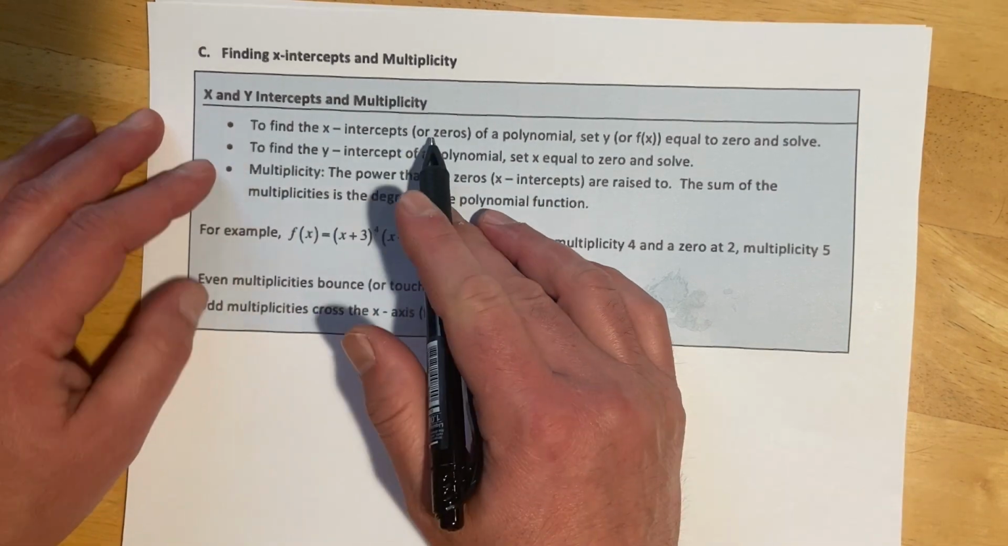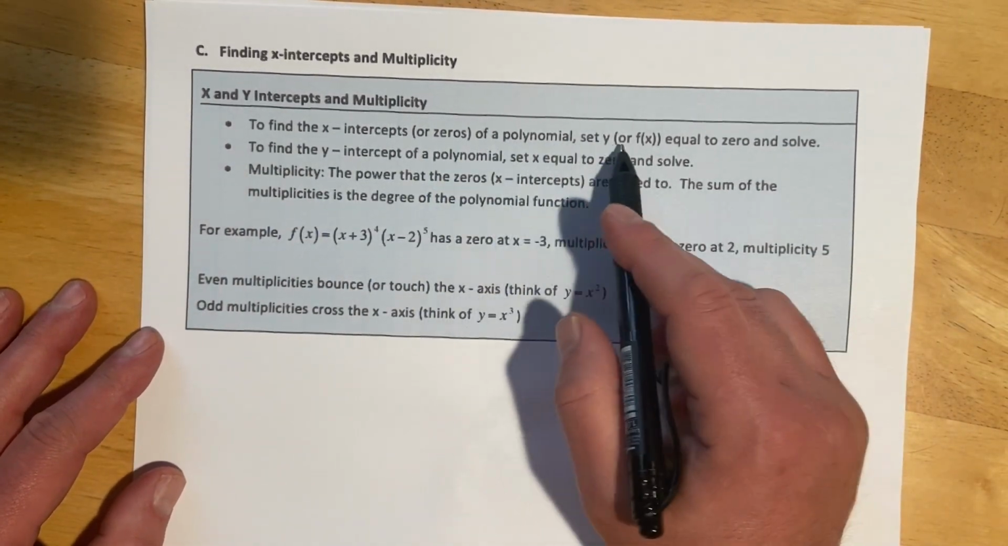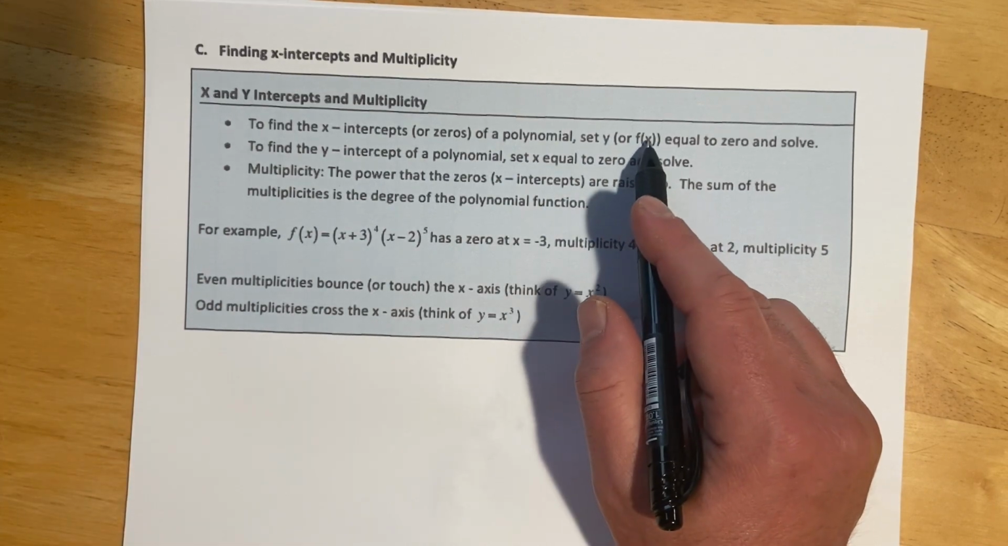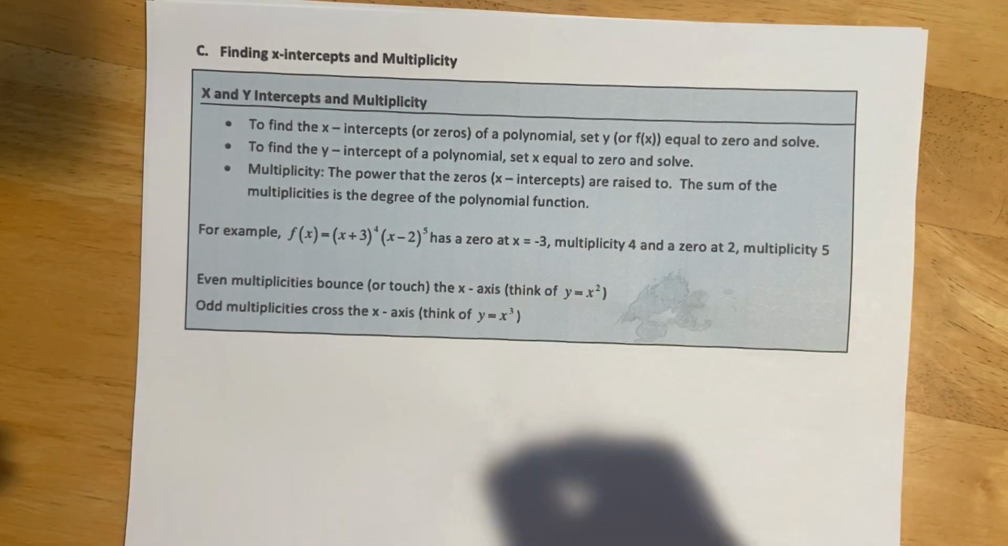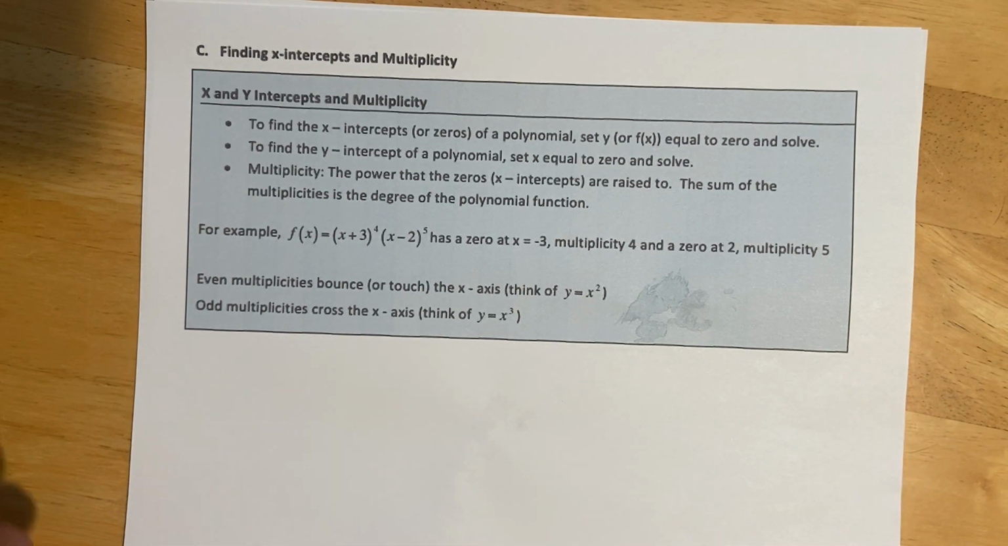So to find an x-intercept or zero, same thing, right? X-intercepts and zeros are interchangeable terms. For a polynomial, set y, which is also f of x, to 0 and solve. So basically to find our zeros, we're going to let y equal 0 and solve for x.